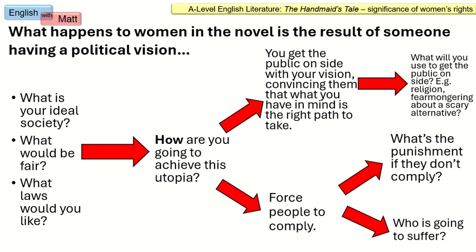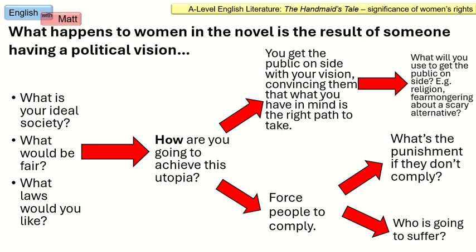So the key question on this flowchart is, how are you going to achieve this vision? How are you going to make sure that your vision becomes a reality? How is this utopia that you have in mind for your fellow citizens actually going to be brought about? Because if nothing happens, it will remain an aspiration rather than a reality. So this is when you get a so-called fork in the road.